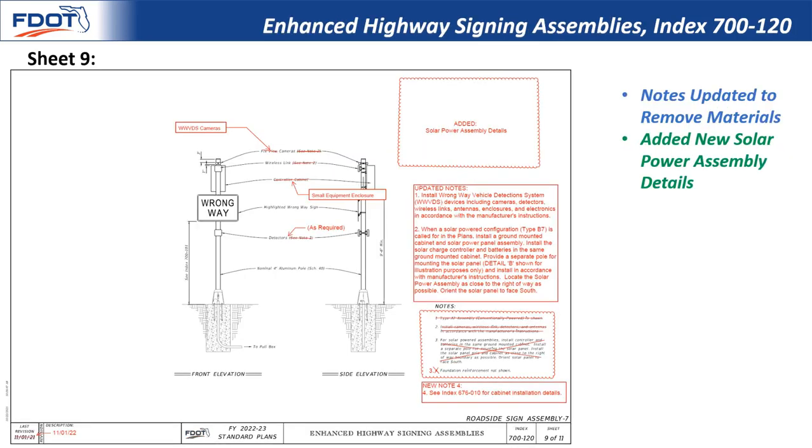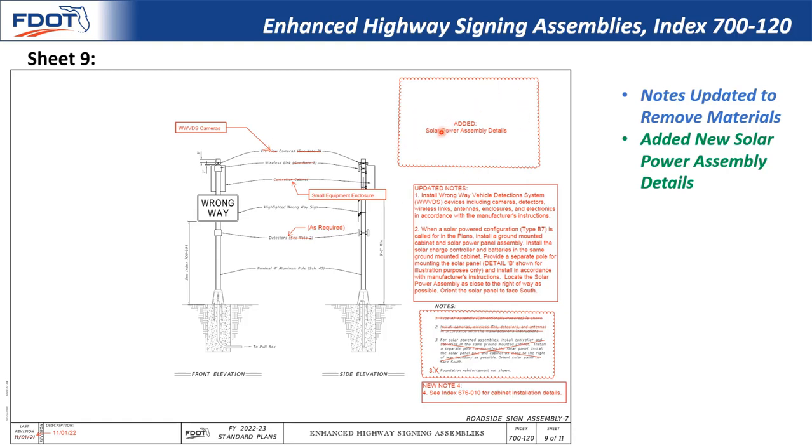This index, Enhanced Highway Signing Assemblies, 700-120, was part of the 700 series project, so it had the material notes moved to the specs, etc., like the other indexes in the 700 series, but it also had additional changes. One change was adding the solar power assembly details.